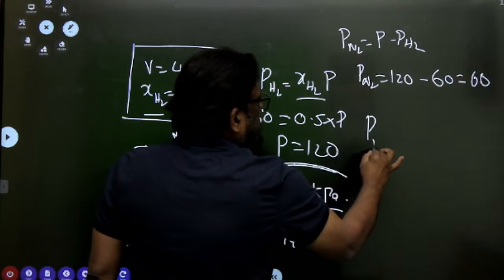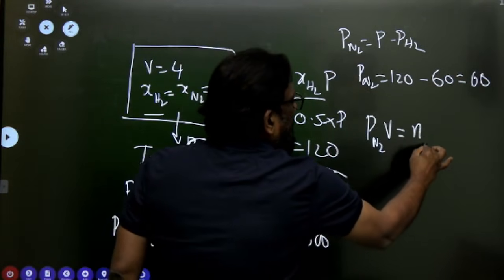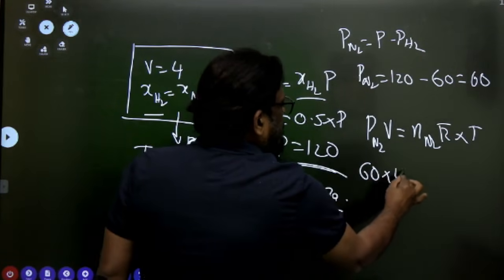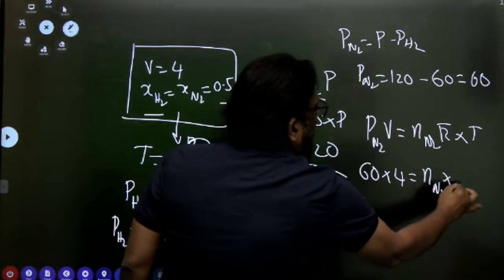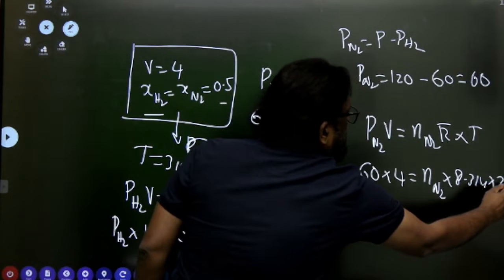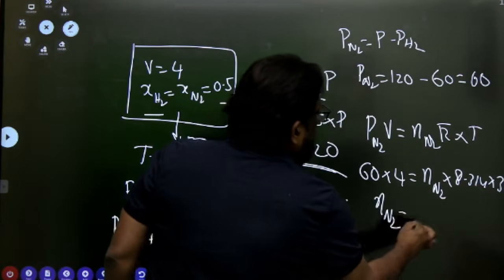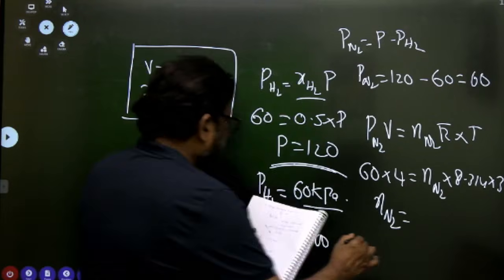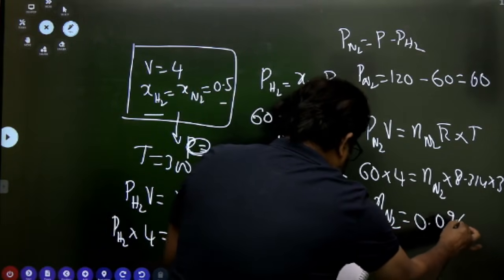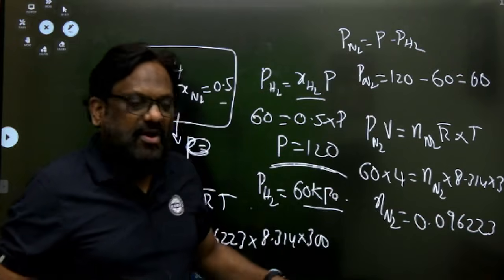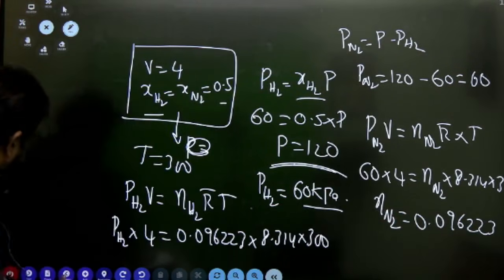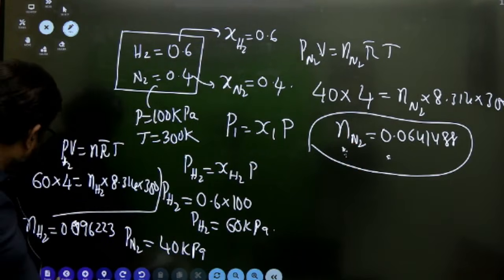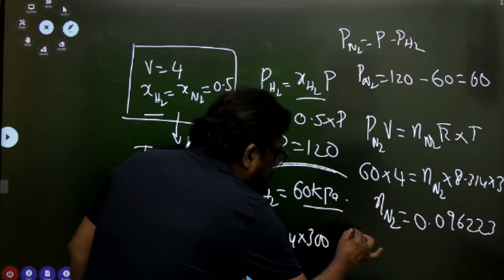Now apply PV equal to N of nitrogen R bar T. The partial pressure of nitrogen is 60, the volume is 4, the number of moles of nitrogen is unknown, R bar is 8.314 and the temperature is 300. From here I can easily calculate the number of moles of nitrogen, which comes to 0.096223. This is the final number of moles of nitrogen, and we already have the initial number of moles of nitrogen, 0.0641488.